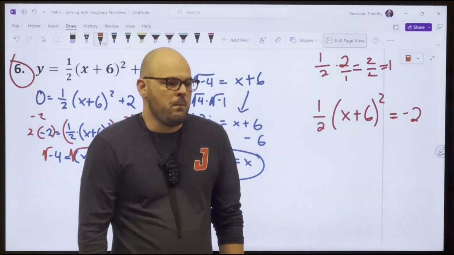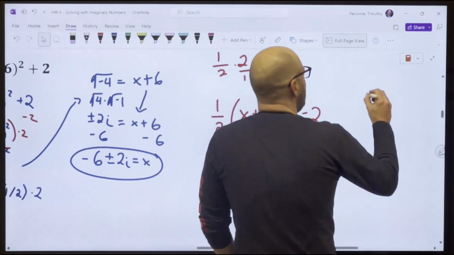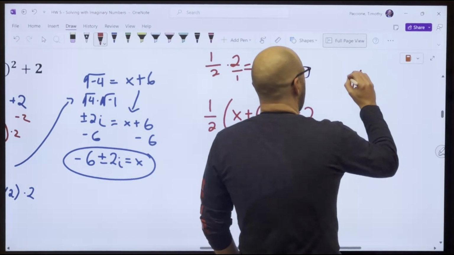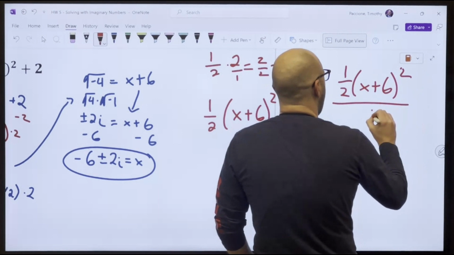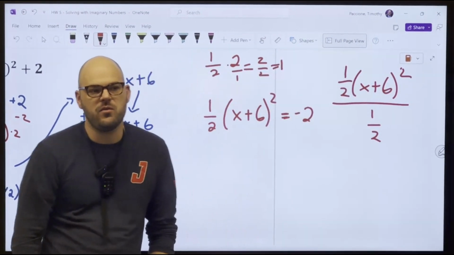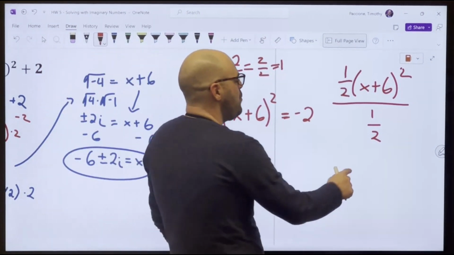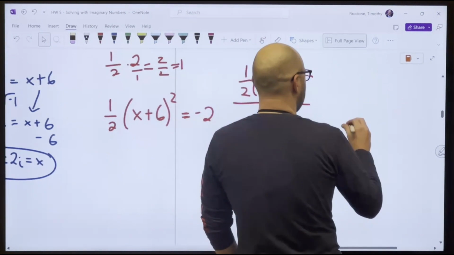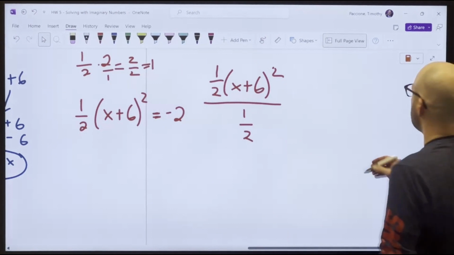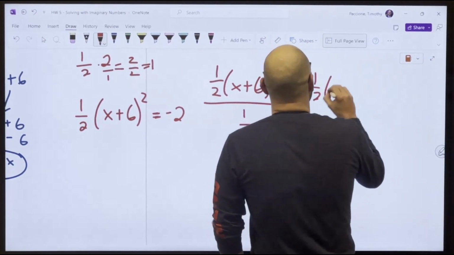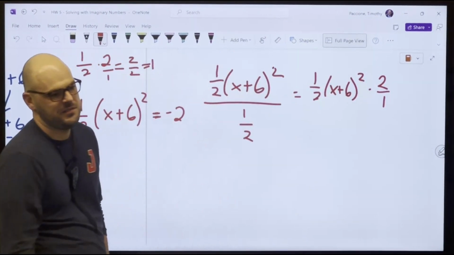But aren't you supposed to be dividing by the 1/2? So watch what happens. Here we go. Ready? X plus 6 squared divided by 1/2. Anybody remember how to divide by a fraction? By multiplying it by its opposite? What's the opposite of 1/2? 2 over 1, which is 2, which is multiplying by 2. Yeah. So this would become 1/2 times x plus 6 squared times 2 over 1, which is 2.